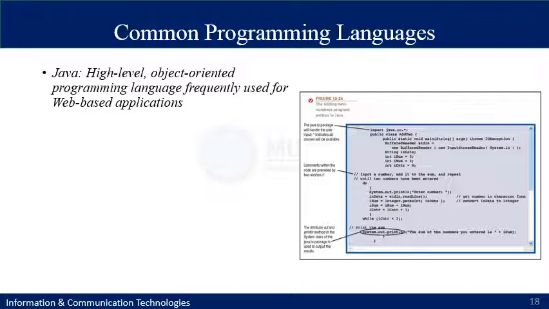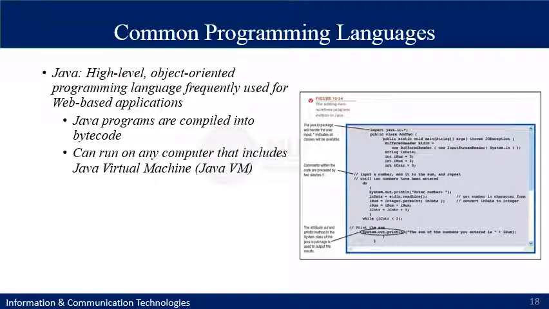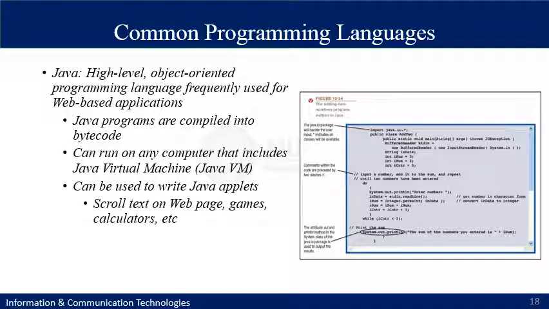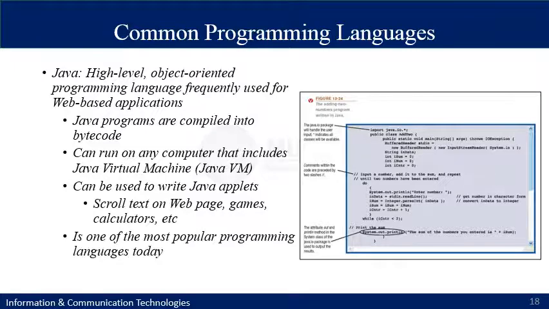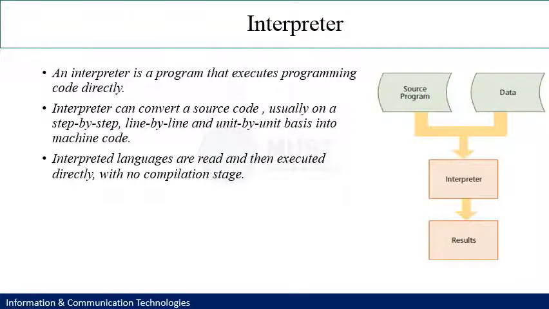We have the Java programming language, which is another form of high-level object-oriented programming language frequently used for web-based applications. Java programs are compiled into bytecode and they can run on any computer that includes a Java virtual machine. So it can be used to write Java applets such as to scroll text on web pages, games, and calculators. Java is one of the most popular programming languages till today.